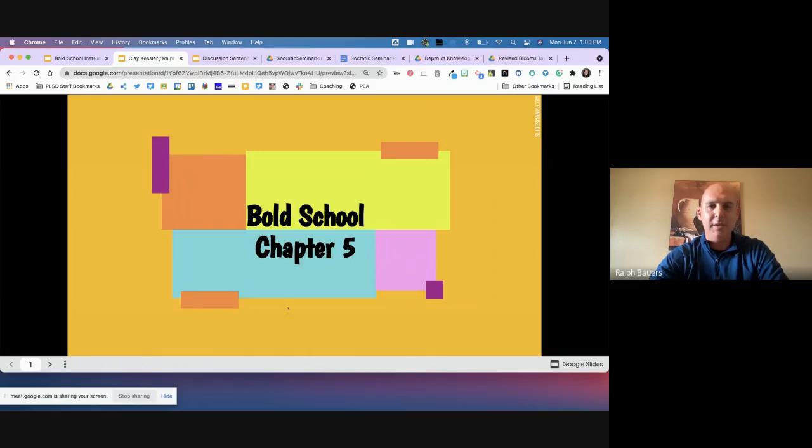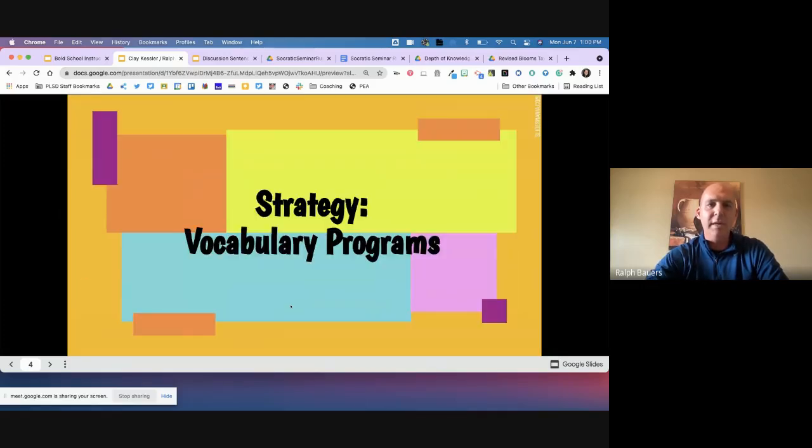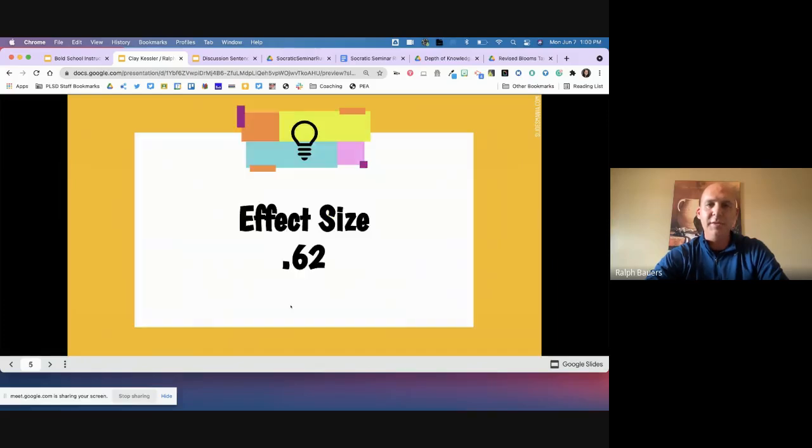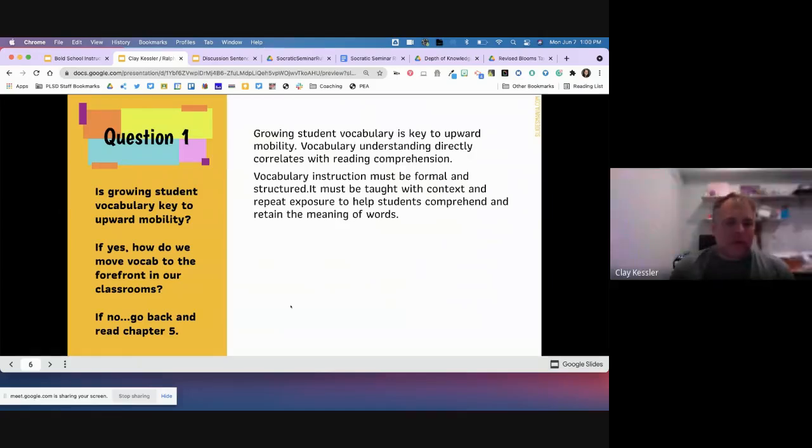I'm Ralph, and my partner's Clay. So we have the strategy of vocabulary programs, and the effect size is 0.62. Okay, so question number one, Clay, you want to take this one? Sure. The question was, is growing student vocabulary key to upward mobility?